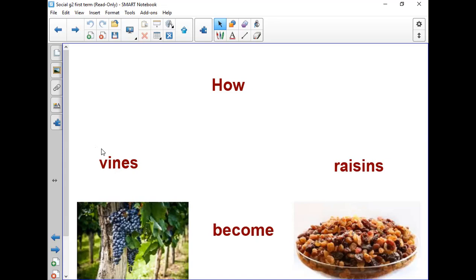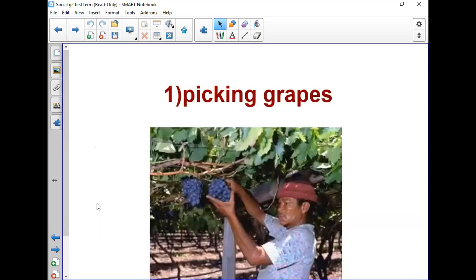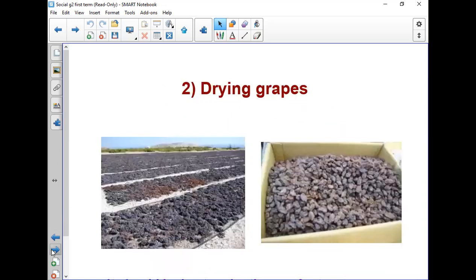What is the first step? The first step is picking grapes. Of course, we grow grapes or we grow vines, and when it grows well, we start to pick it from the field, okay? So the first step is picking grapes. The farmers pick grapes. Step number 2, drying grapes. What is the meaning of drying grapes?